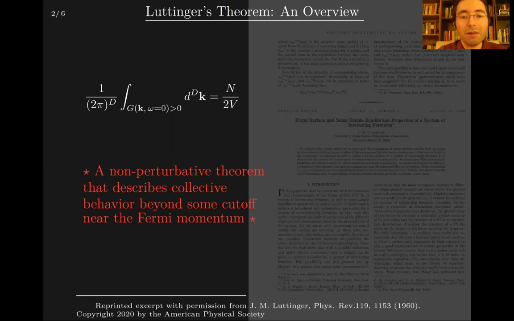So whereas Landau-Fermi liquid theory is only well defined near the Fermi surface itself, if a system in general obeys Luttinger's theorem, this tells us that the interacting system has the same fermionic degrees of freedom as the non-interacting system. So it tells us something about degrees of freedom deep within the Fermi surface.